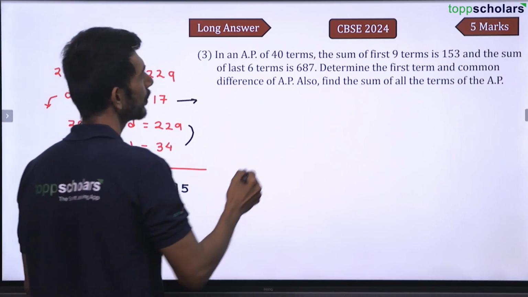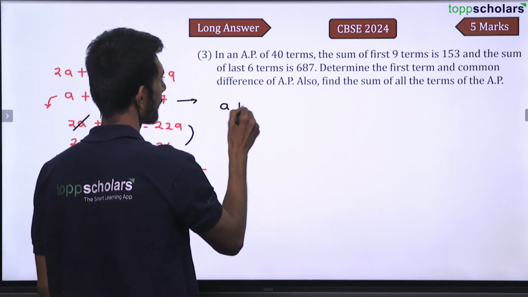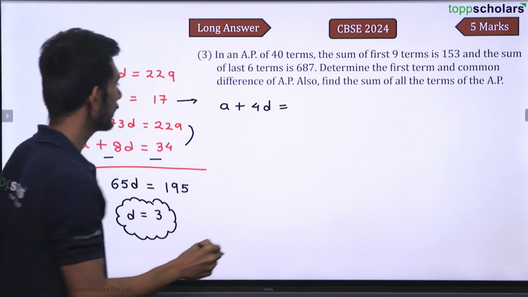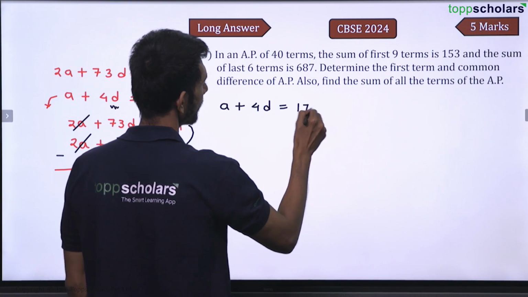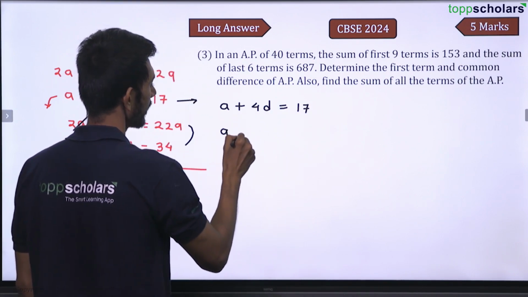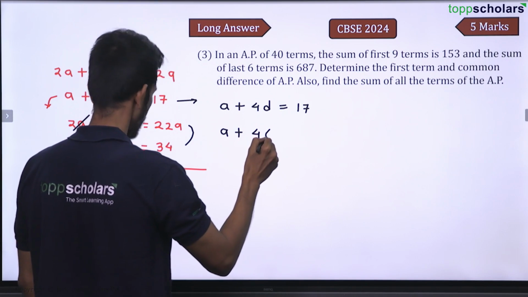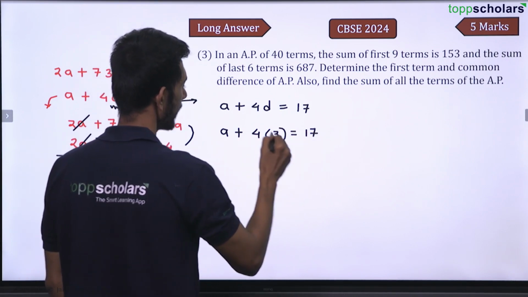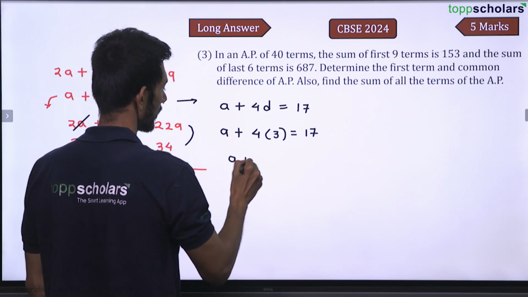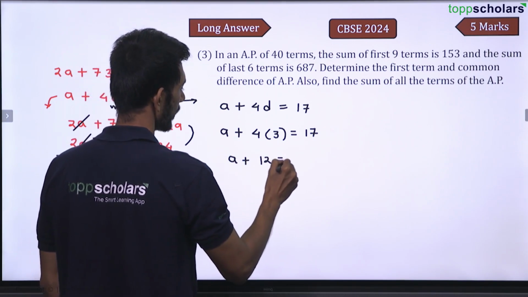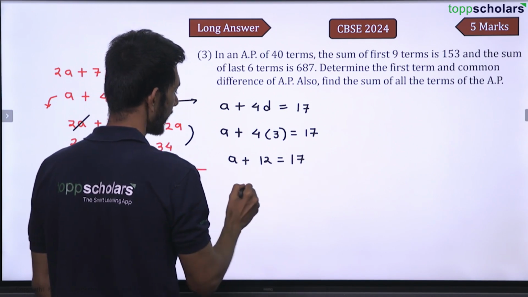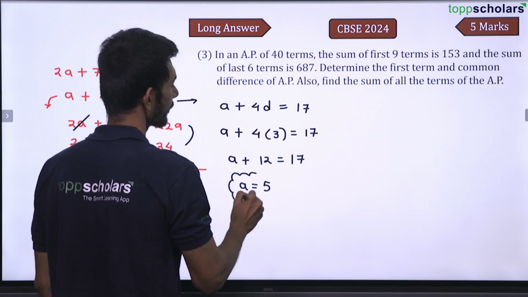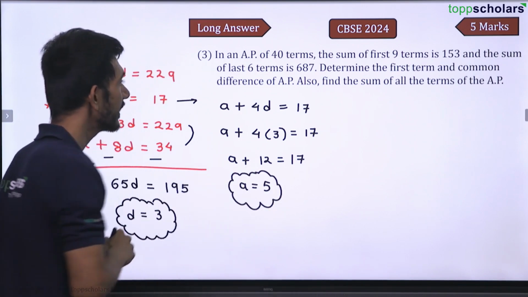We know that a plus 4d is 17. So you get a plus 4 into 3 is 17. So a plus 12 is 17. So a will be how much? A will be 5. So a is 5, d is 3.